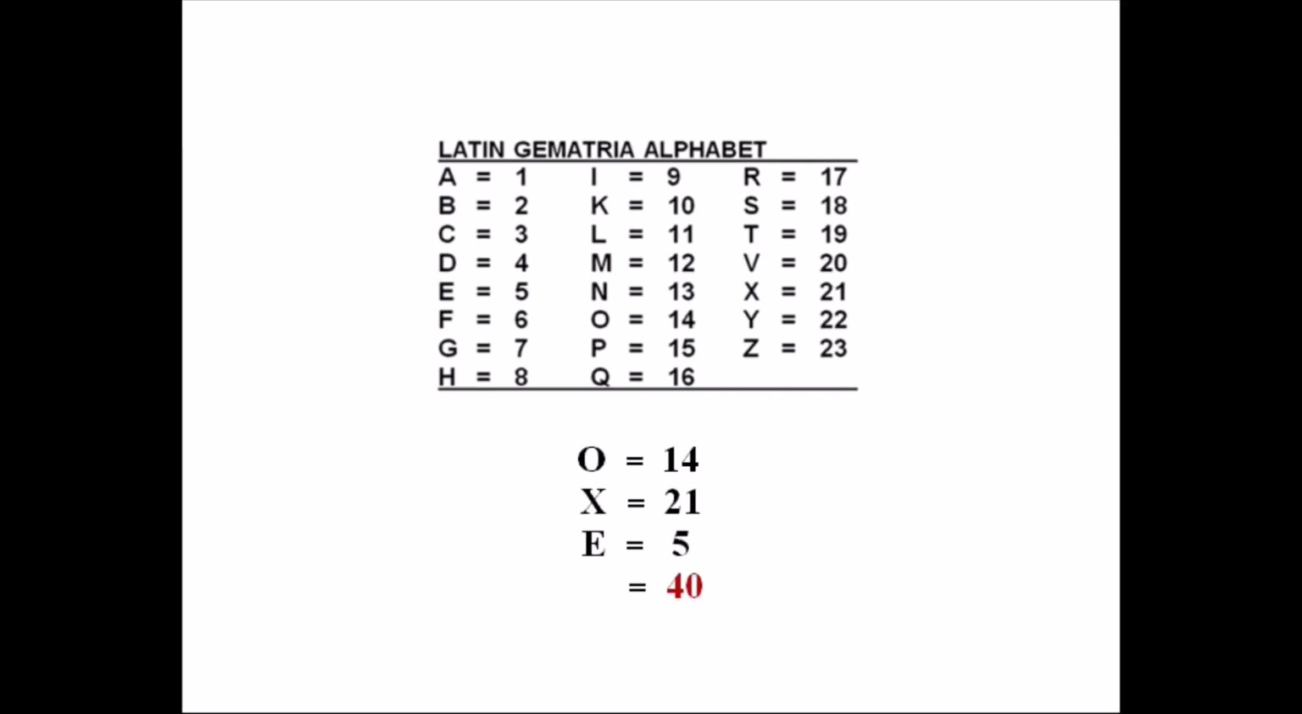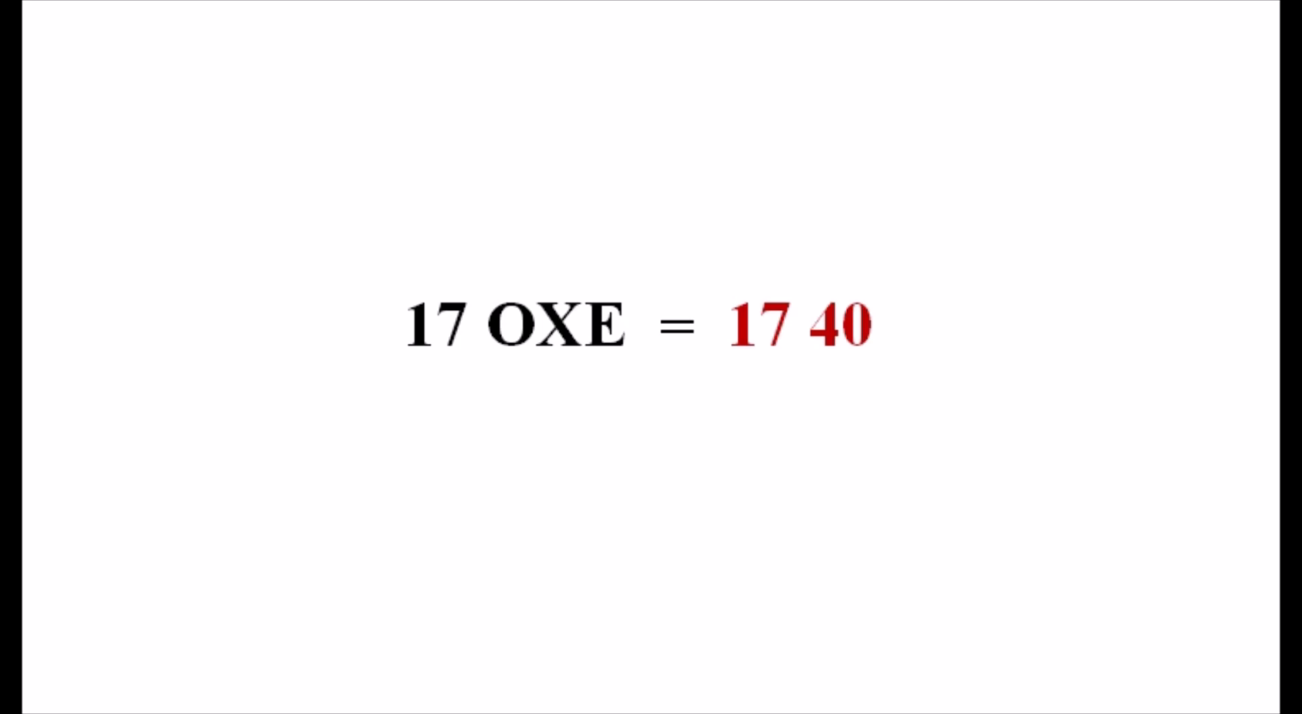Something else I want to add is that the letters spelling Ox, O-X-E, are equal to 40. O is 14, X is 21, and E is 5. So 17 Ox is 1740. I'm not saying this is the genesis of the number, but I think it's something Oxford would have easily figured out for himself and may have helped encourage his belief in 1740 being his number.